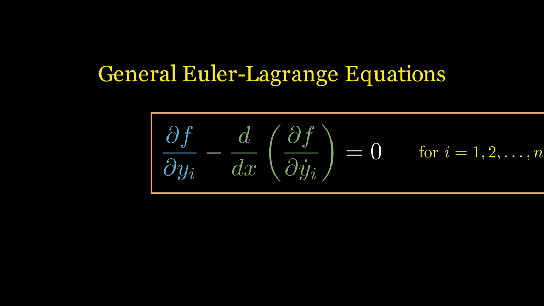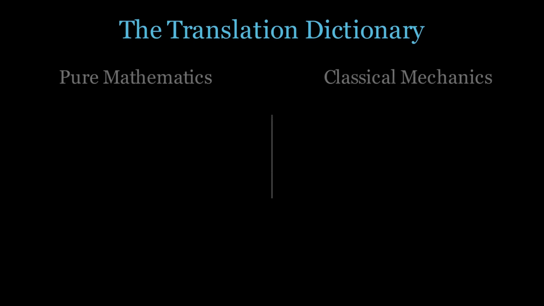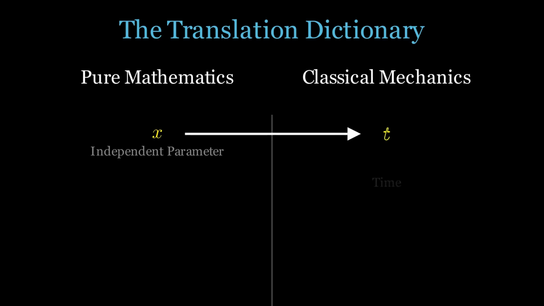Finally, we arrive at the summit. We have the complete mathematical structure necessary to translate Hamilton's principle into the equations of motion. We merely need to apply a one-to-one translation dictionary from our pure mathematics back into our physical system. Recall, Hamilton's principle defines the integral I as the following, where the variation of the integral I, delta I, equals 0. Let us map the variables.